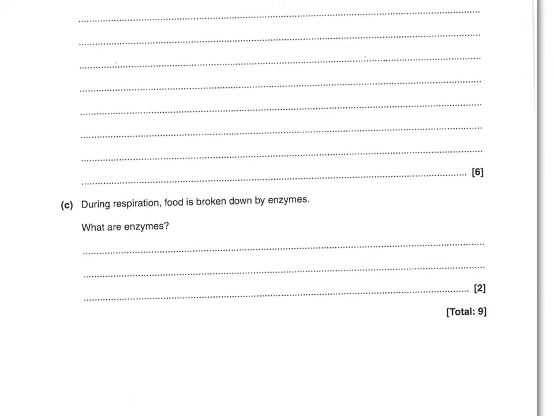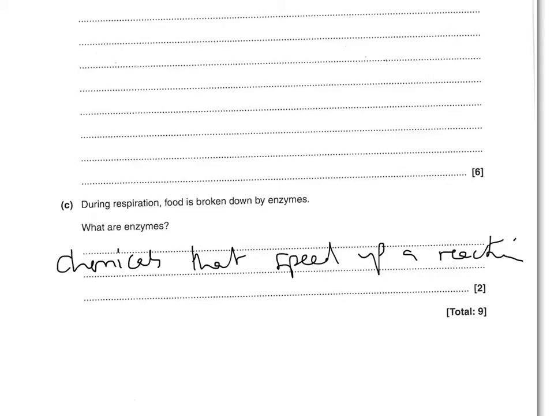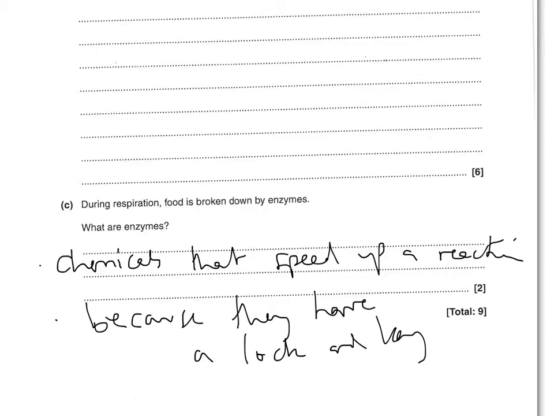Next question, during respiration, food is broken down by enzymes. What are enzymes? So enzymes are chemicals that speed up a reaction. So that's the first mark. For the second mark is the idea that they have an active site, or the lock and key. So enzymes are chemicals that speed up reactions because they have an active site, and lock and key would get you the second mark.